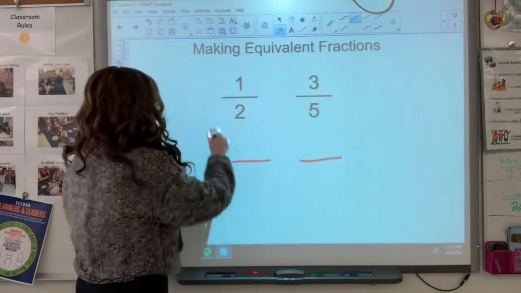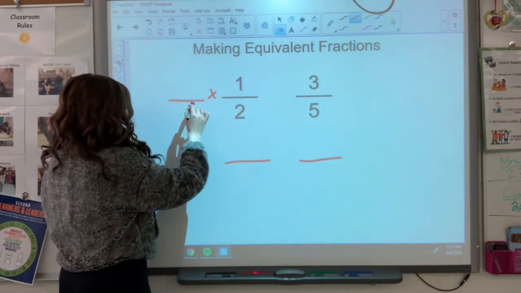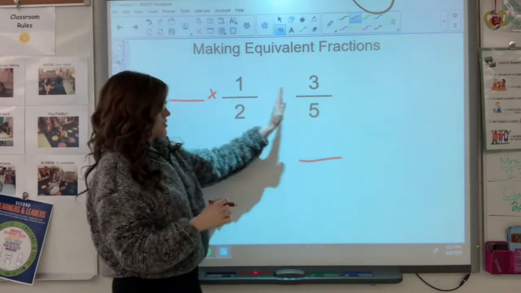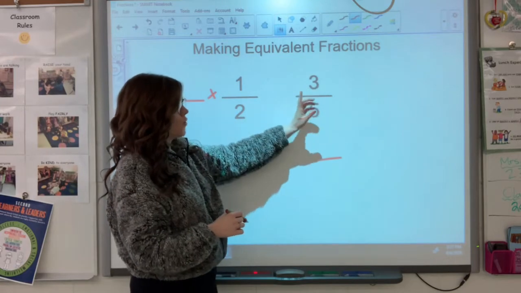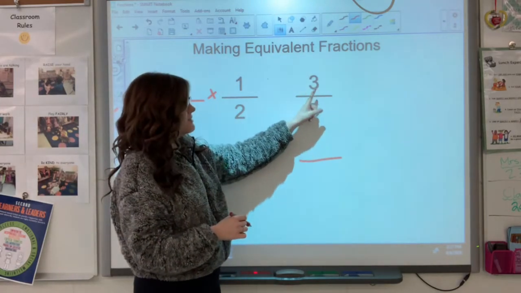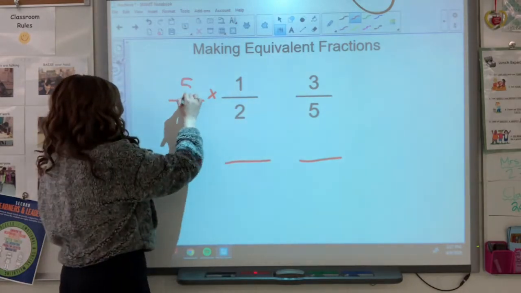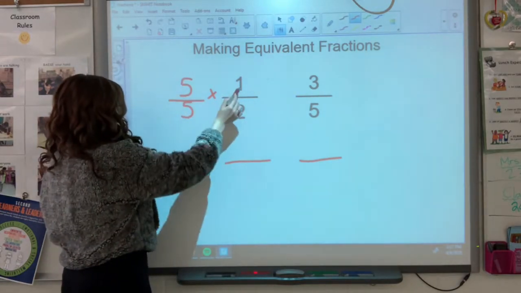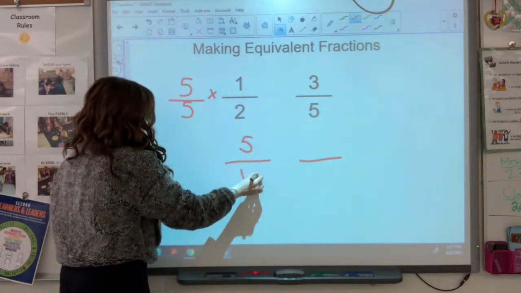So I'm going to take 1/2 and I'm going to multiply it by a whole. I'm going to look at my other fraction I'm comparing it to. I have 3/5. If I was to turn 3/5 into one whole, it would be 5/5. So I'm going to multiply 1/2 by 5/5. So 1 times 5 is 5, and 2 times 5 is 10.